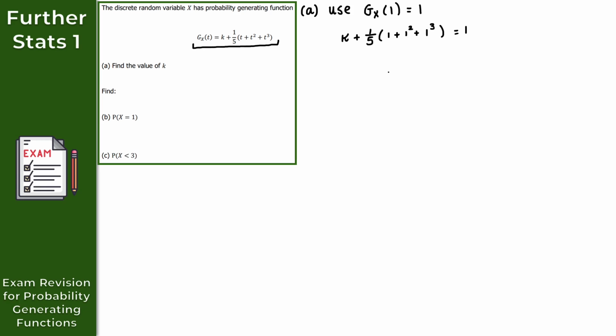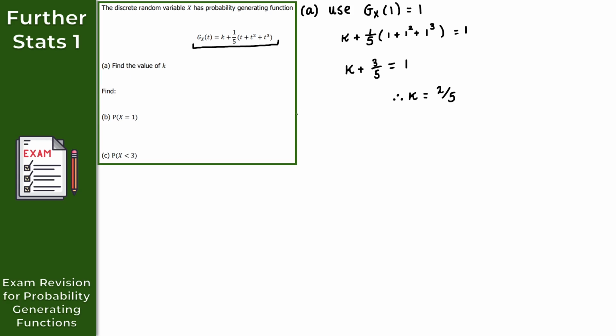Okay. So let's simplify the left-hand side here. So we get k plus, inside the bracket, 1 plus 1 plus 1, so that's 3. 1 over 5 times 3, and we get 3 over 5 there. And that is equal to 1. So nice and easy here, we just want the value of k. All I need to do is subtract 3 over 5 off both sides. So k is equal to 1 minus 3 over 5, giving us 2 over 5. And there we have it, the solution to part A.